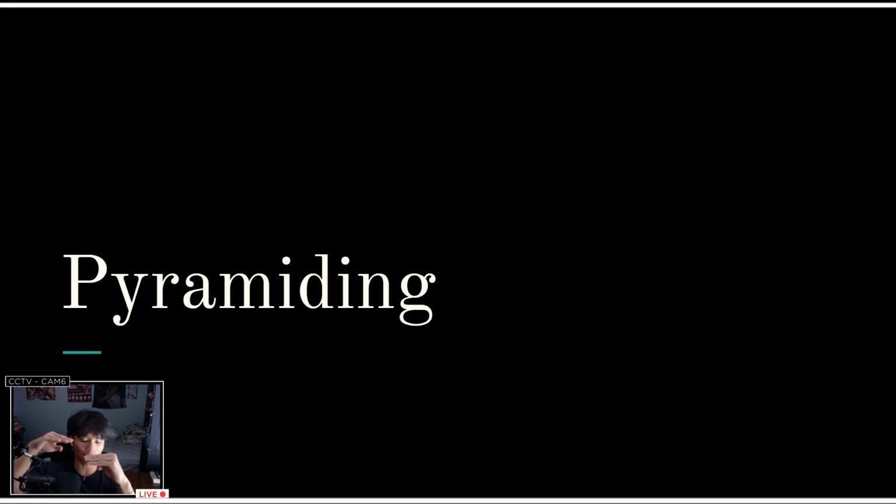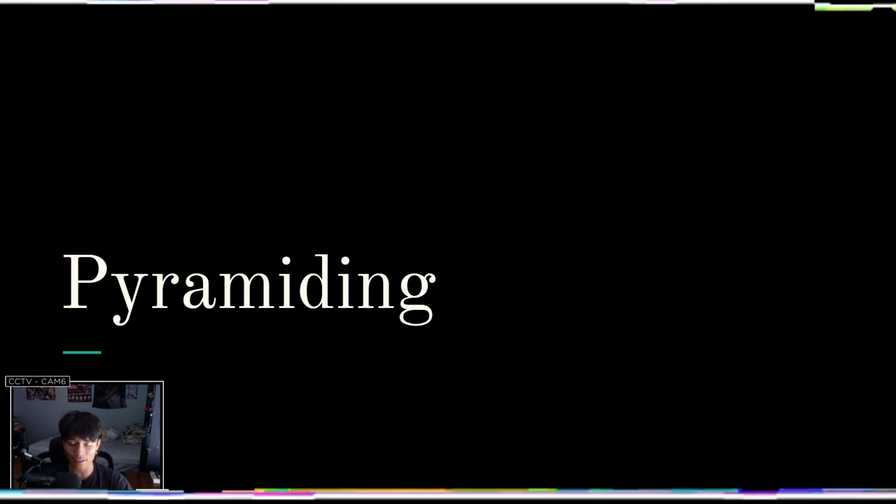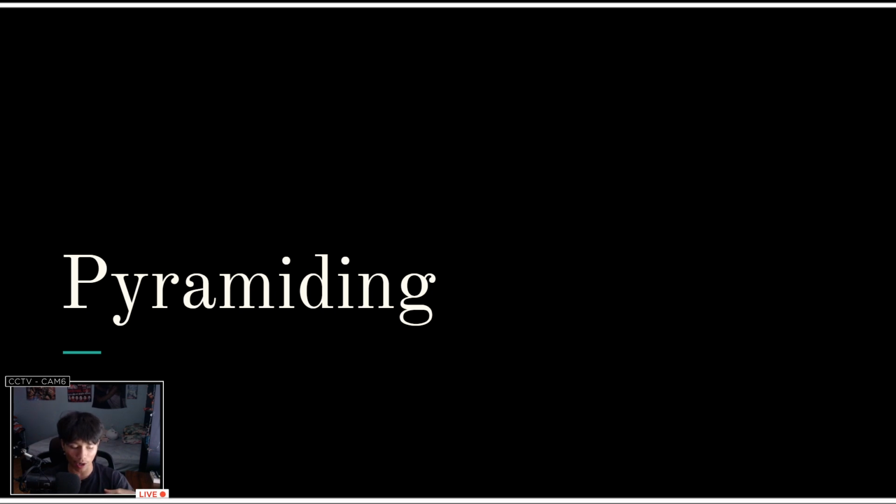So that base layer, let's say you enter in with 6 contracts, right? You pyramid another 3 contracts. So that's 9, and then you want to add one more contract. So that's 10 total contracts. That's basically what pyramiding is. It's basically adding contracts to an already existing position size.